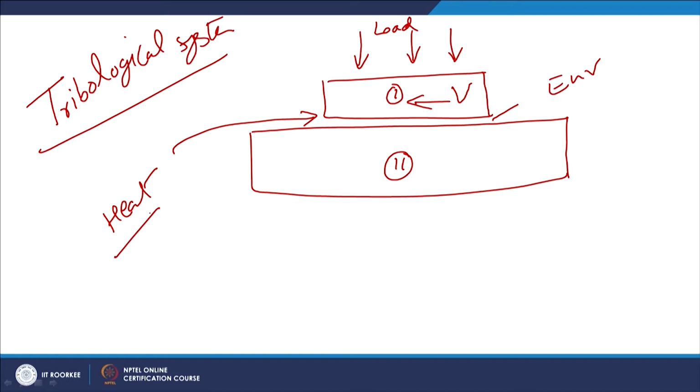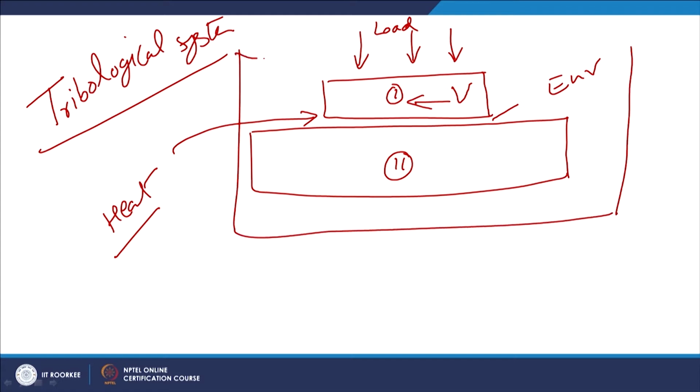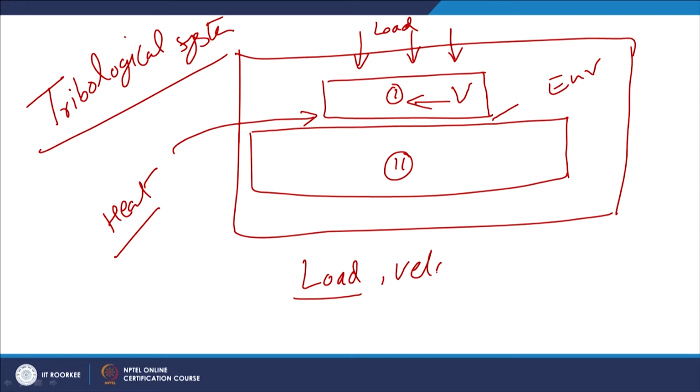These are the different constituents of any system: the load which is being transferred, which may be an externally applied load or due to the component's own weight; then the relative velocity or the sliding speed of the components; then the environment in which this interaction is taking place, which is another big factor. So, this is the third component. Then the mating components which are involved.